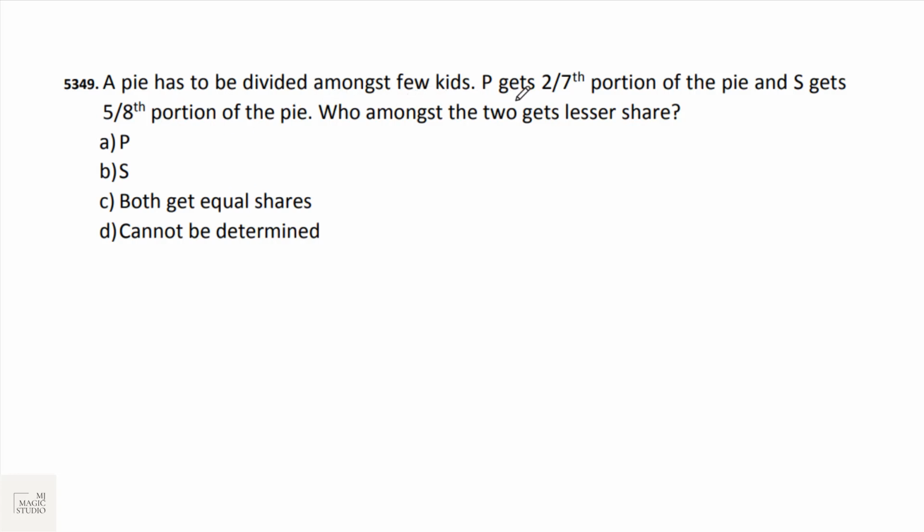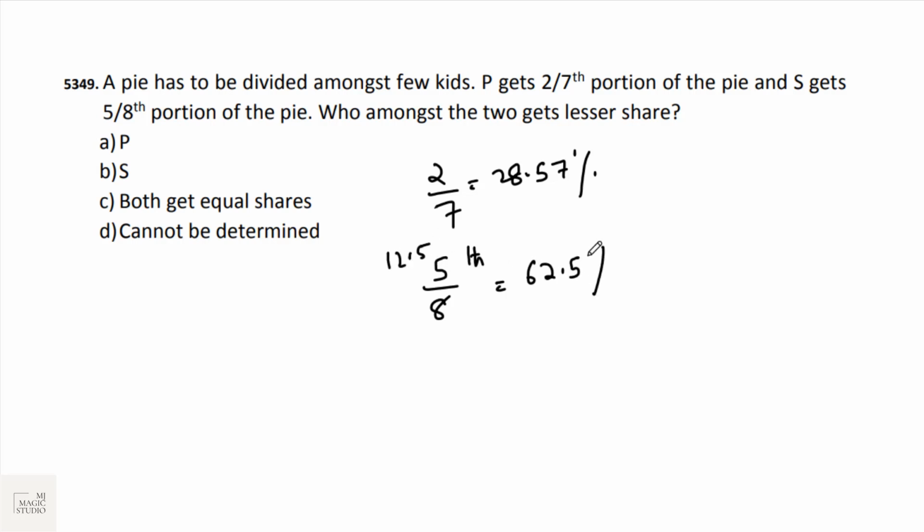A pie has to be divided among a few kids. P gets 2/7 of the portion, that is 28.57% of the portion, and S gets 5/8. 5/8 is 12.5 into 5, 62.5%. Who amongst the two gets the lesser share? Obviously P with 2/7 has got the lesser share, if only 2 people are there.